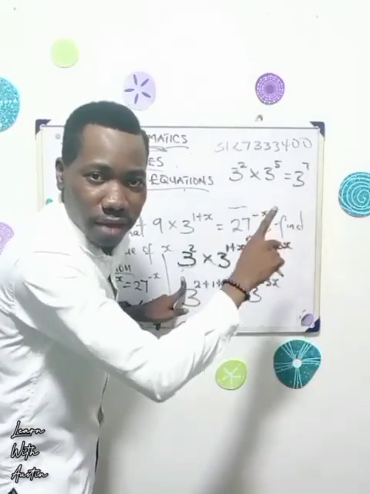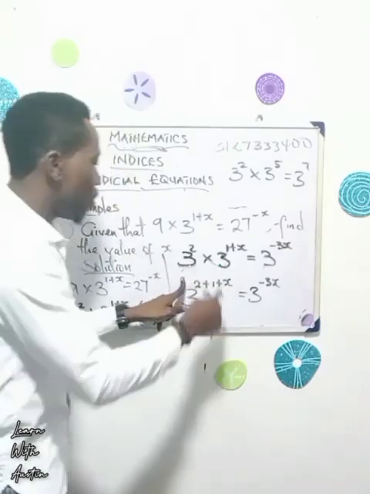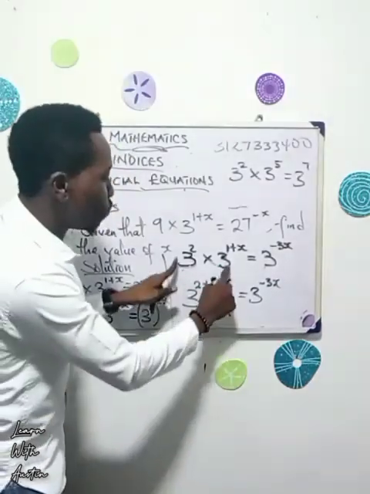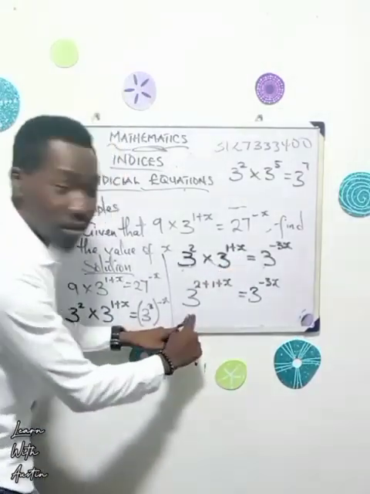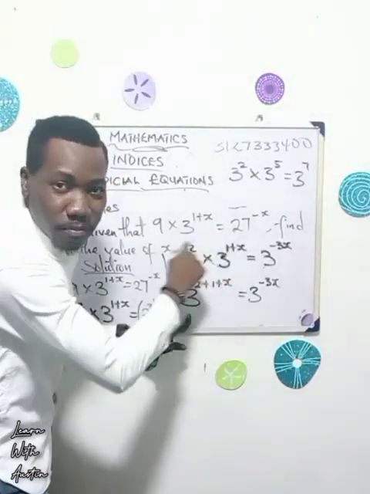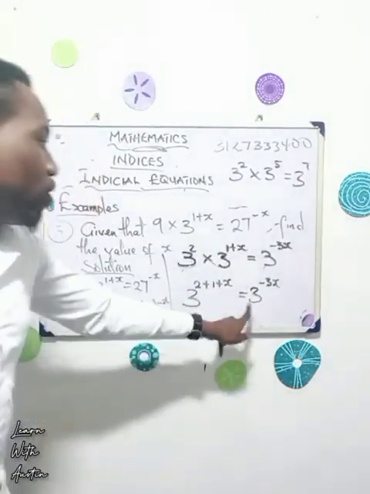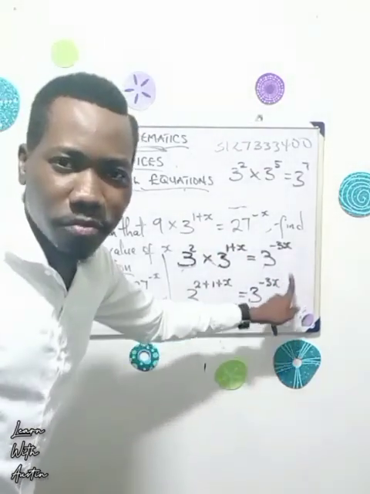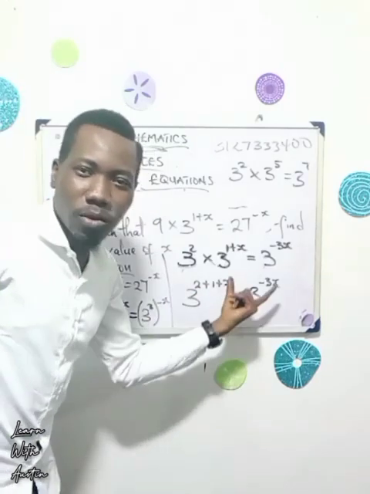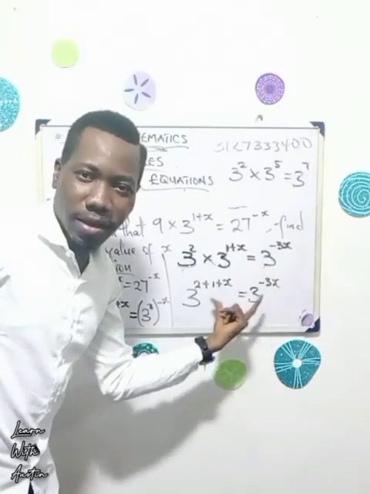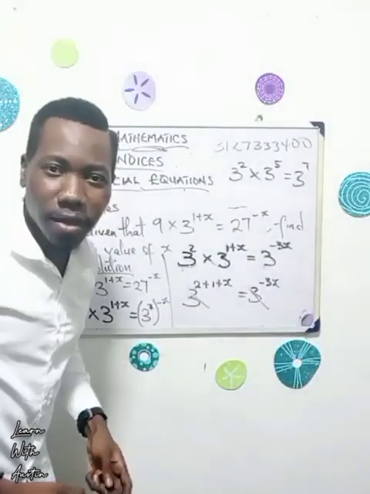One of the rules, alright? The x stands for any number; we call them variables. So that's what we did here. 3 raised to the power of 2 times 3 raised to the power of 1 plus x will give us 3 raised to the power of, add these powers, 2 plus 1 plus x, equals 3 raised to the power of minus 3x. At this point, we can now drop the bases and equate the powers. We can cancel this base and equate the powers.